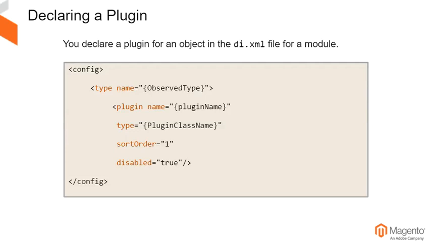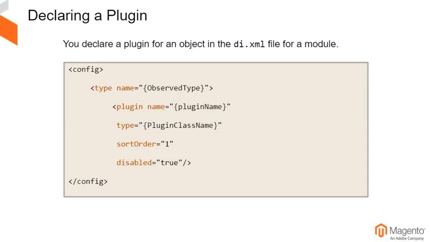You must specify the following elements when declaring a plugin. Type name, a class, interface, or virtual type that the plugin observes. Plugin name, an arbitrary name that identifies the plugin, used to merge the configurations for the plugin. Plugin type, the name of a plugin class or its virtual type, uses the naming convention model name plugin.